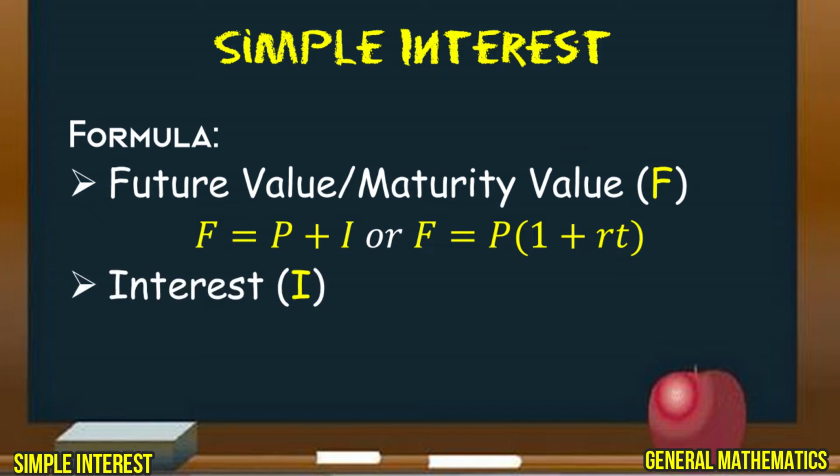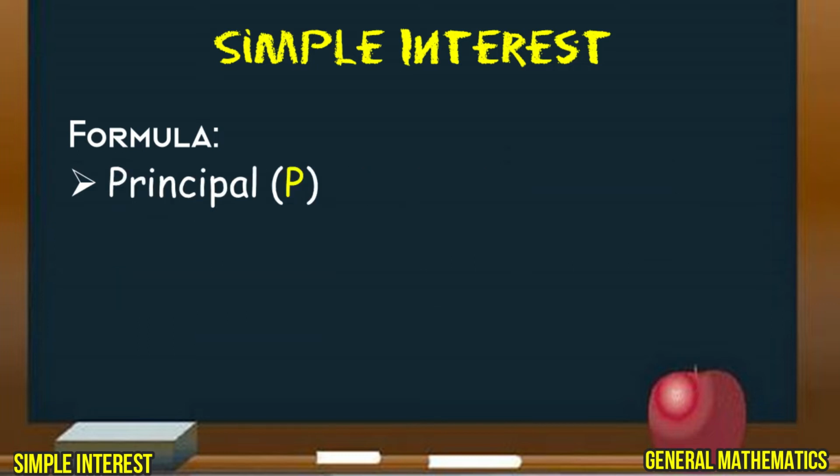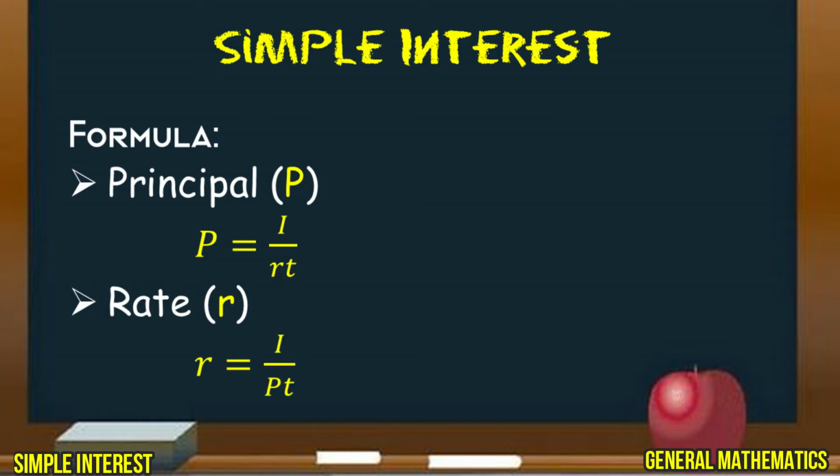To find the interest, use I is equal to PRT, present value or the principal times rate times the time. To find the principal or present value, use P is equal to I over RT. For rate, R is equal to I over PT, and for the time, T is equal to I over PR. Now we will apply those formulas in solving word problems.